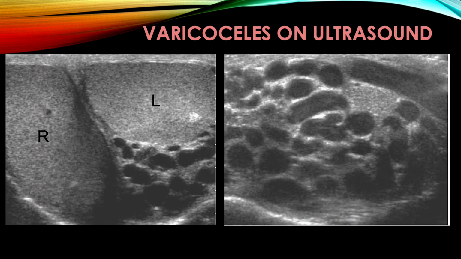How do varicoceles appear on ultrasound? This is how they appear. We can see here they look like a bag of worms. So these are the varicoceles.